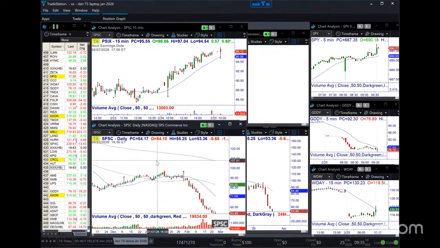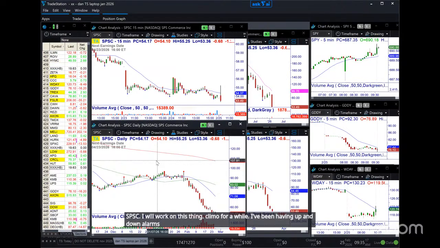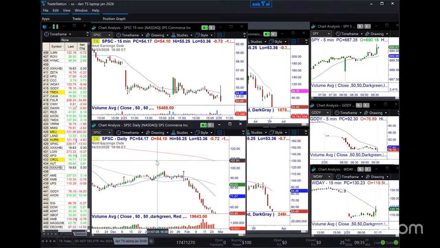SPSC. Wow, I've been watching this thing climb up for a while. I've been having up and down alarms, and the down alarm just went off. This thing's getting dumped, but that's steady selling. That's not.